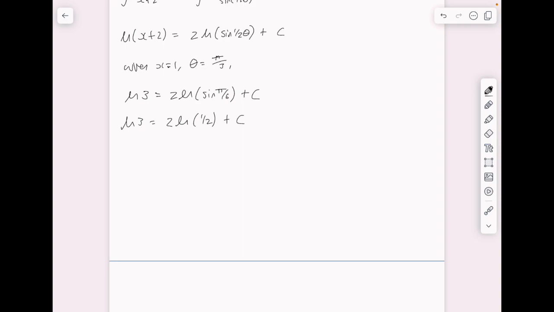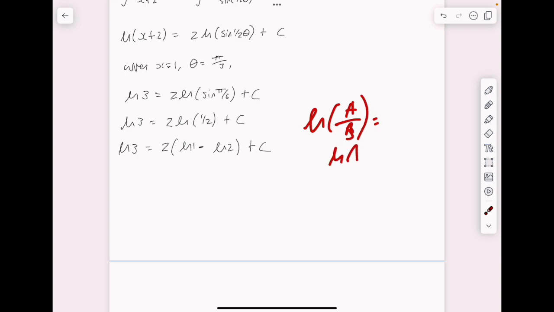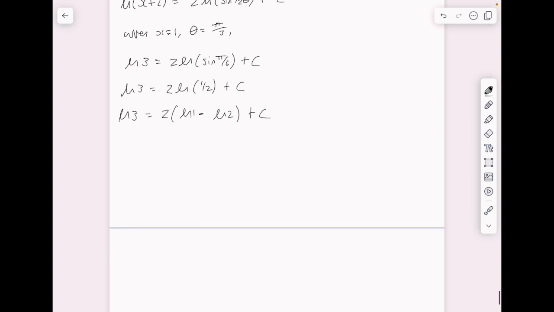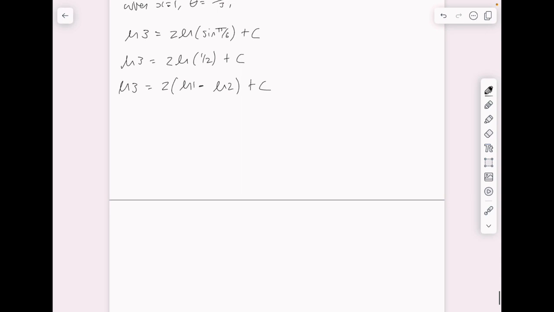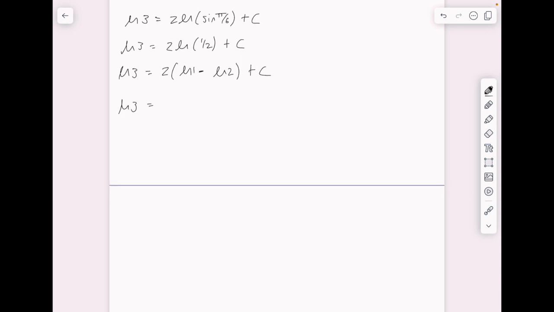Which then means that ln 3 is equal to 2 times ln 1 minus ln 2 plus c. If you remember the ln rules, ln a over b is equal to ln a minus ln b. So ln 1 is not going to give us anything. So ln 3 is equal to negative 2 ln 2 plus c.